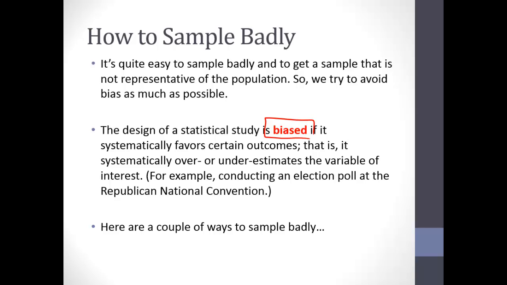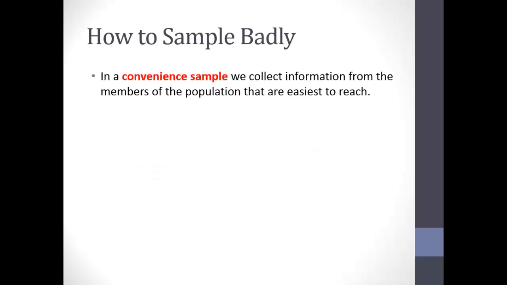An example I put up here: last fall this class was really fun because it was election season. A biased study would be if I was looking at an election poll at one of the party conventions. That's just not going to be a very accurate snapshot of what the entire country is going to do. So let's look at a couple of ways of collecting information badly. These are the ways you do not want to do, but I wanted to show you what a good way is by first talking about what a bad way to do this is.